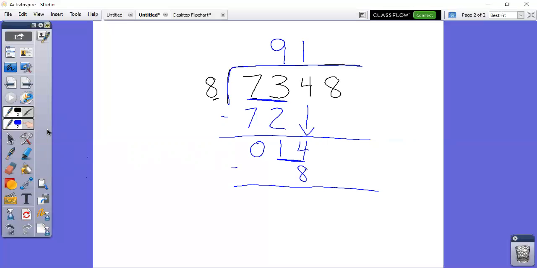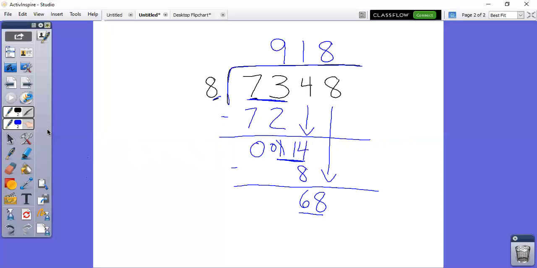Now let's subtract. It's step number 3. 4 minus 8 we can't do. We can borrow from there, make that a 0. 14 minus 8 is 6. 4th step, bring down the 8. Okay, now we're going to say 8 can go into 68 how many times? Or 68 divided by 8 is what?